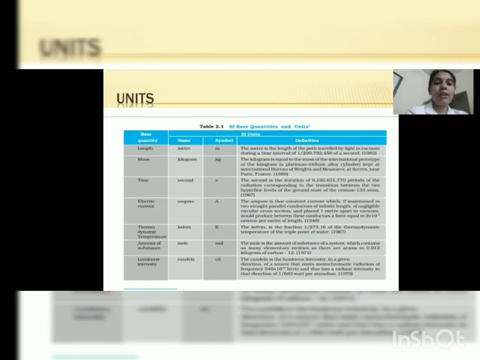Now, apart from these 7 basic quantities, we have another set of quantities which is known as derived quantities. And from the name itself, what do you mean by derived quantities? Derived quantities are those quantities which can be derived from these base quantities or fundamental quantities.